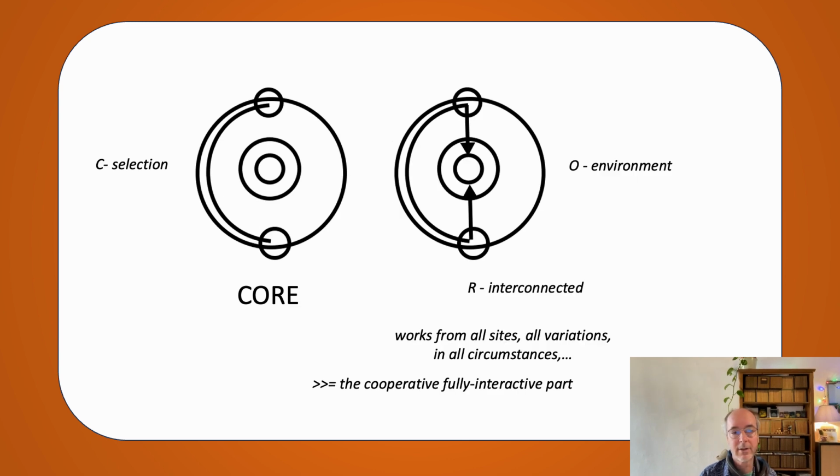KOOR: the K is the C. The C makes a selection of what we can use and what we know from within all kinds of elements within the process. The O is then this environment or the process itself, and there are found interconnections. Also here it works from all sides, from all variations, in all circumstances. We find the cooperative, fully interactive part. It comes back to the core.